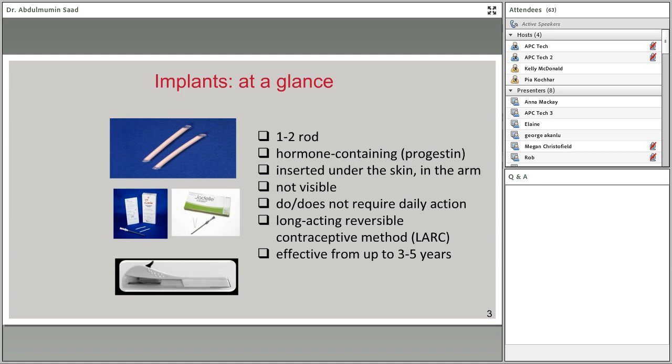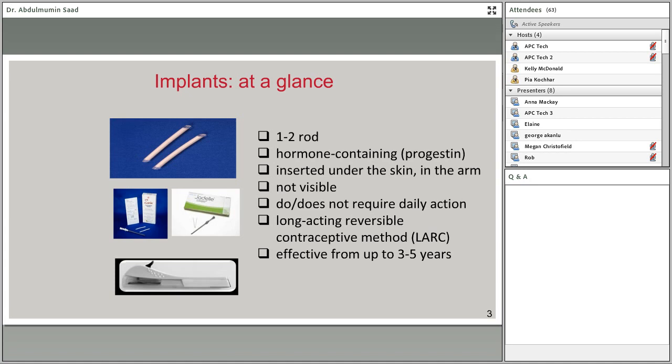Quickly, implants are hormone-containing thin, flexible rods, 1 to 2, and sometimes capsules, each about the size of a matchstick. They contain the hormone called progestin, and they are inserted under the skin in the arm, and therefore they are not usually visible. Once inserted, implants do not require any action from the client.